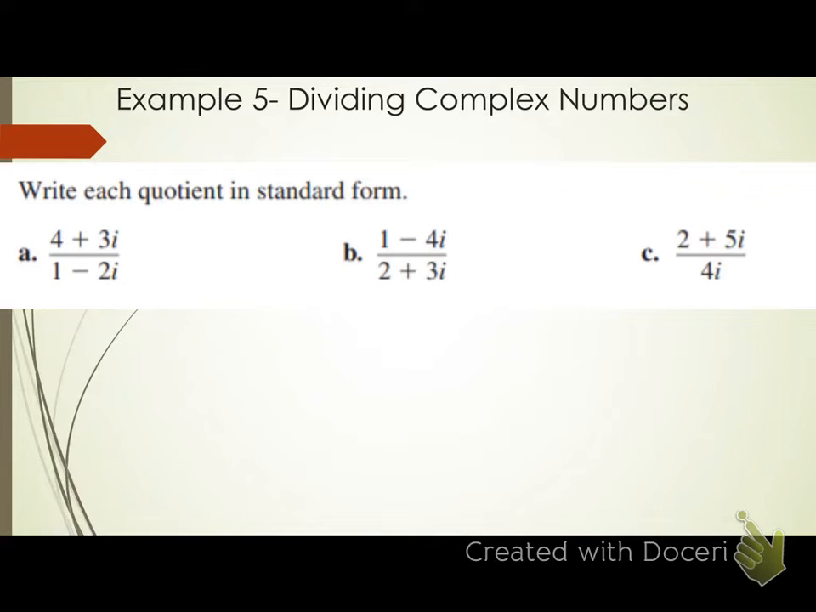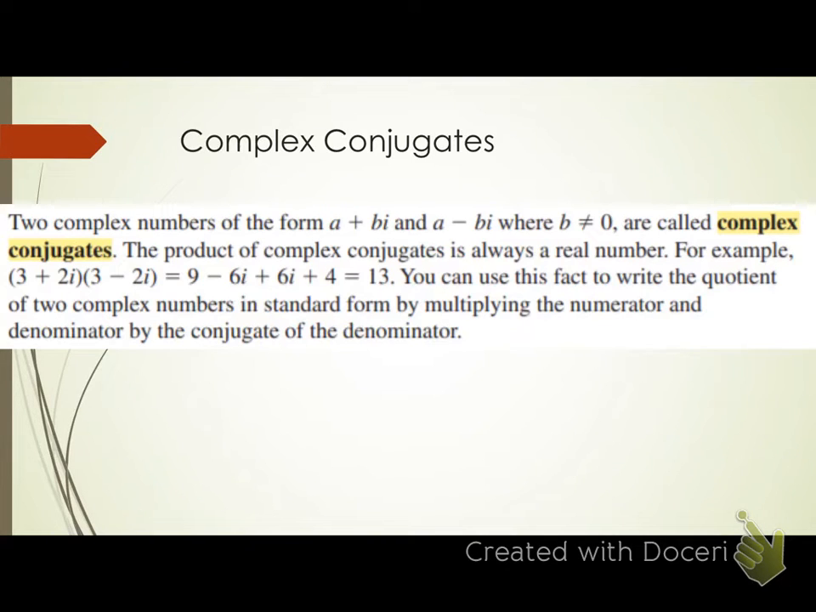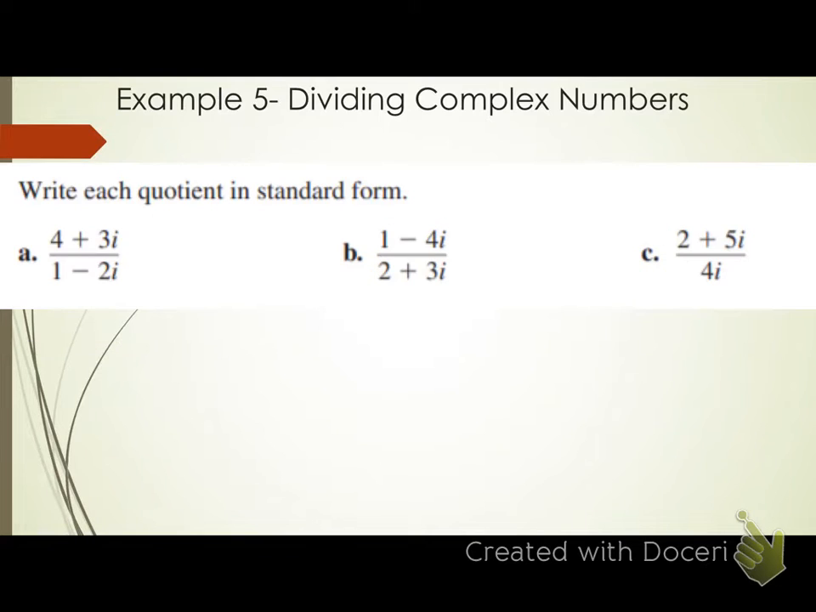How do I make a complex number a real number? By multiplying by its... no, by an imaginary number. By its complex conjugate. Right? So, what's my denominator in this case? 1 minus 2i. It's in the bottom of my fraction, right? So what would be the complex conjugate of 1 minus 2i?